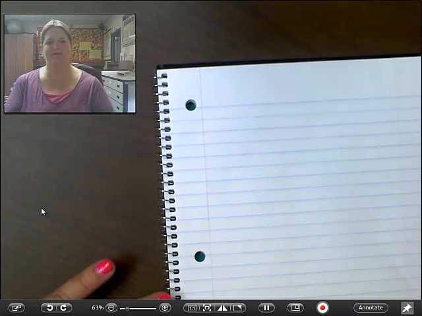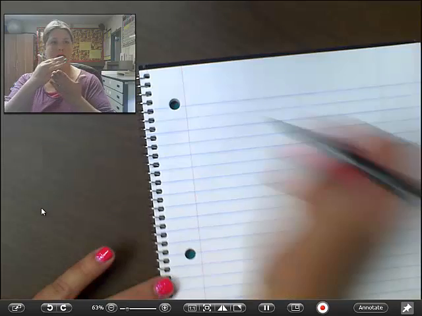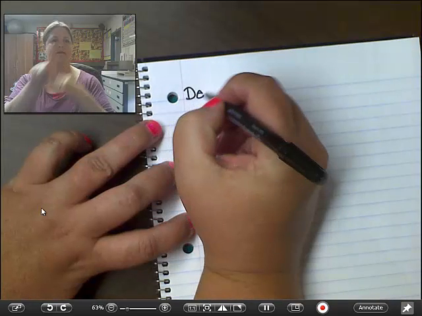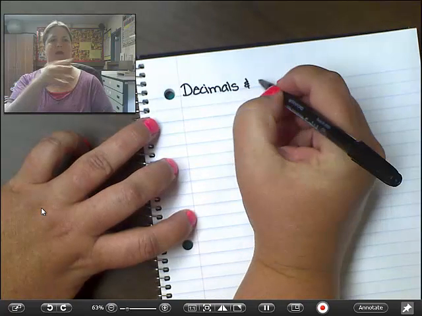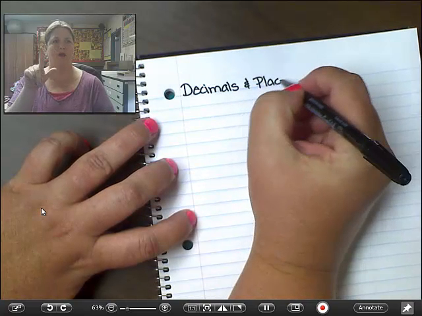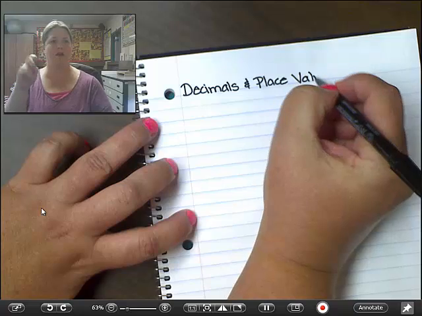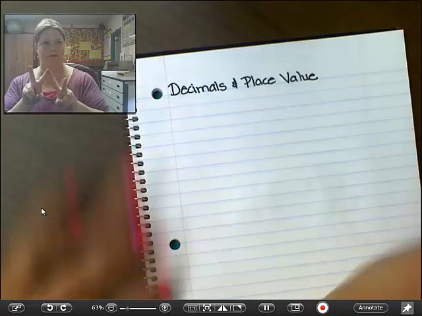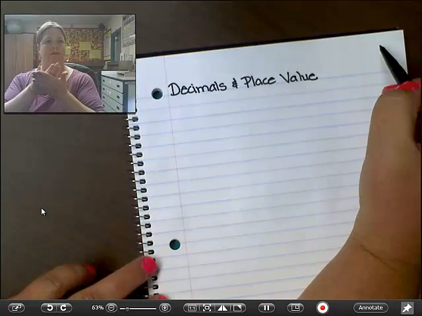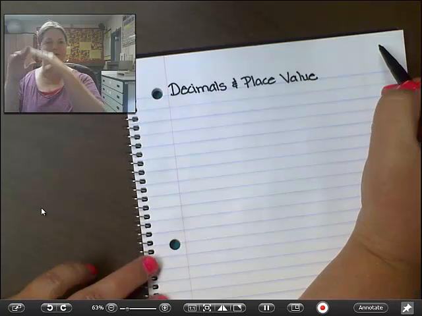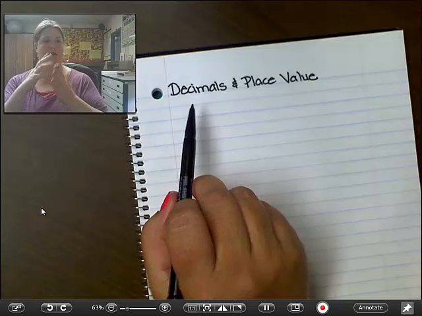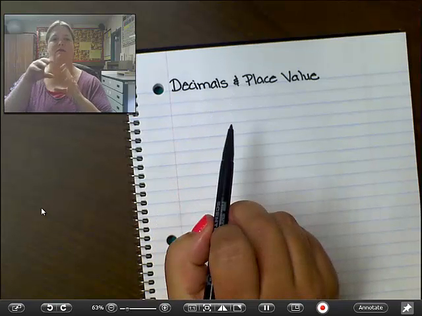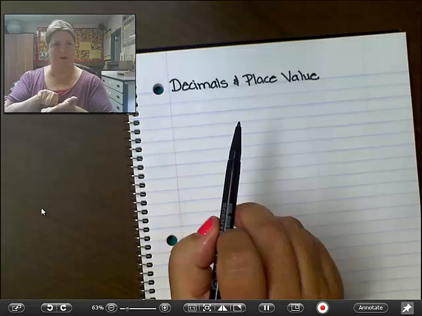Okay. Today's lesson is going to be decimals and their place value. Go ahead and put today's date up here in the top corner. Make sure that you have copied the heading, decimals and place value, into your notebook so that everybody's looks the same.